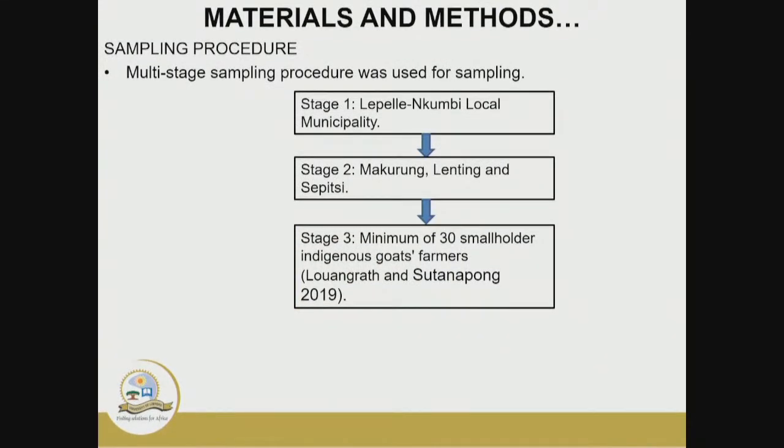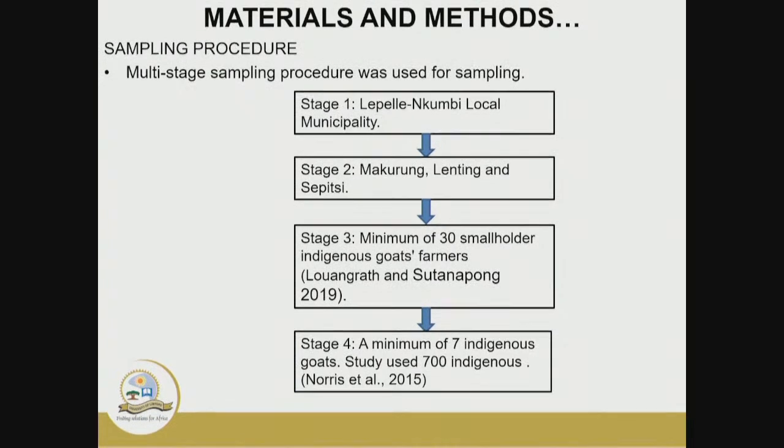Then a minimum of 30 smallholder indigenous goat farmers with at least a minimum of 7 indigenous goats were randomly selected from those selected villages. Then in stage 4, a minimum of 7 indigenous goats from the selected smallholder indigenous goat farmers were also randomly selected. Then the study used 700 indigenous goats, guided by the author mentioned, who published a paper in 2016 that indicated that 613 indigenous goats were suitable for this kind of study.